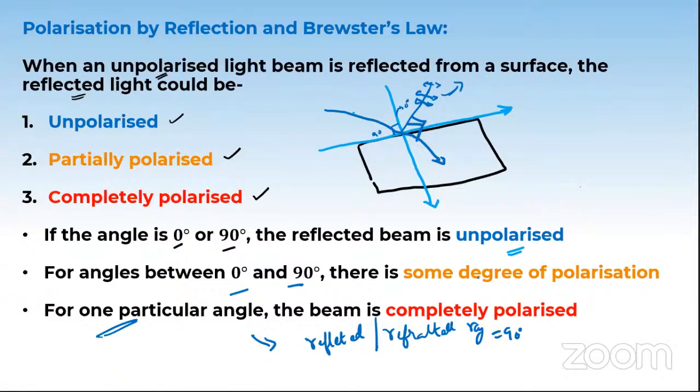It's a regular reflection and diffraction for the angle of incidence equal to 90 degrees. For the angle of incidence equal to 0 degrees, you won't get any polarization. It will be completely unpolarized. But for some other angle between 0 and 90 degrees, you can get some partial polarization. At one particular angle called Brewster's angle, you get complete polarization, and that criterion is that the angle between the reflected ray and the refracted ray should be equal to 90 degrees.